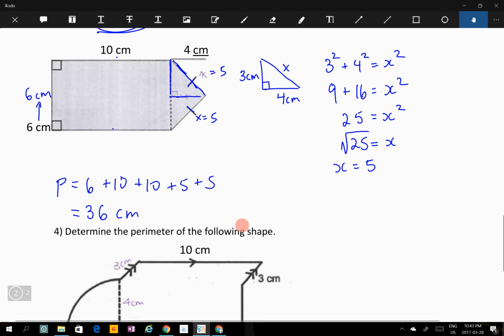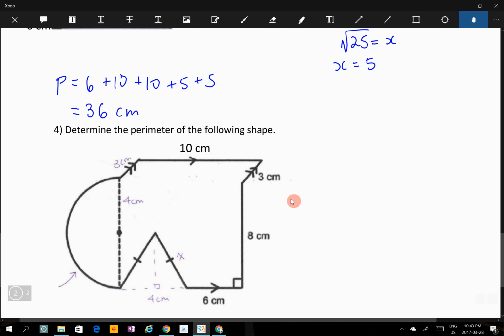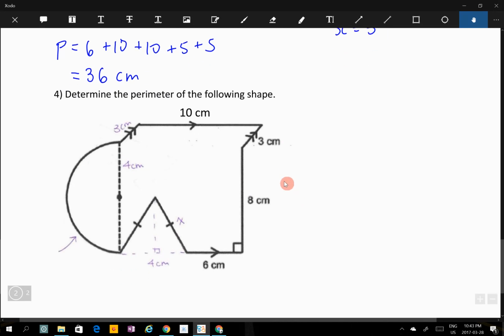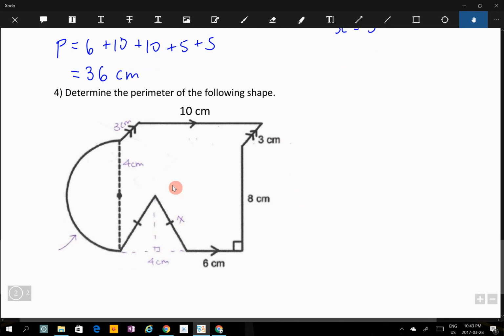All right, let's try that one more time with a little bit more of a complicated shape. Determine the perimeter of the following shape. So again, where does the Pythagorean theorem come in? It's going to come in down here. We need this x value over here. We need the same corresponding x value over here. To do that, I need to create a triangle.